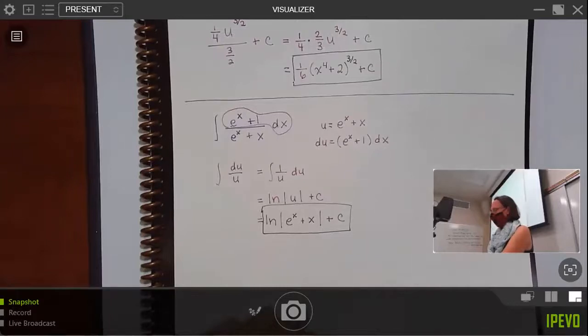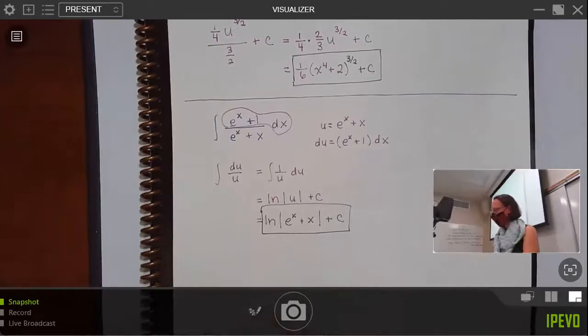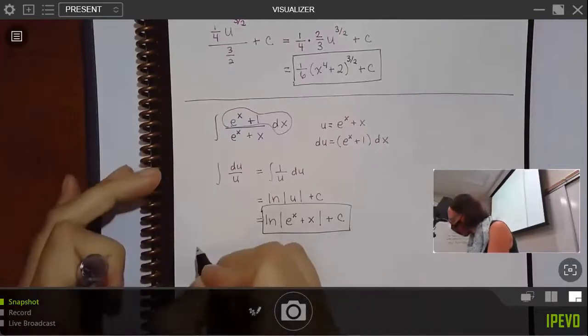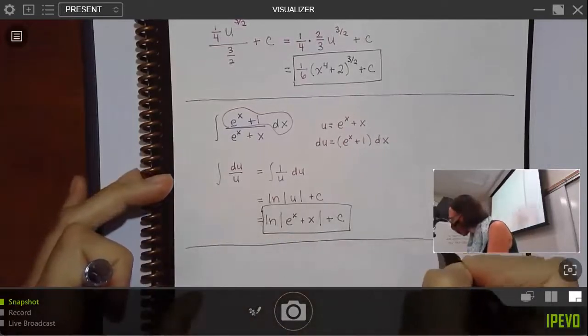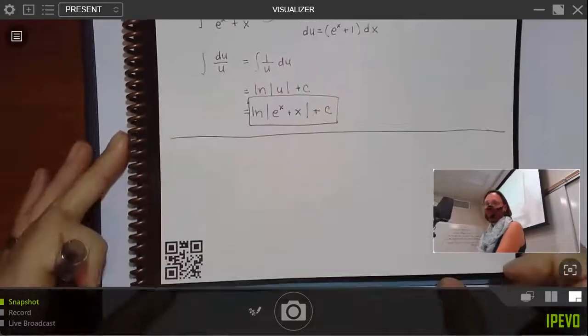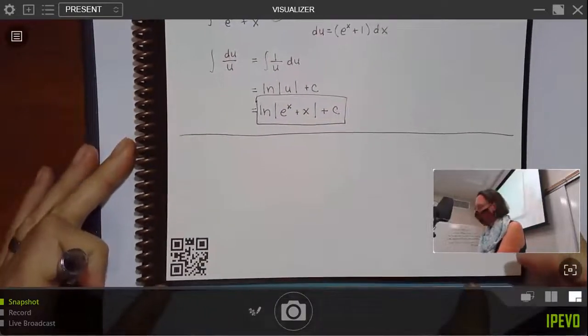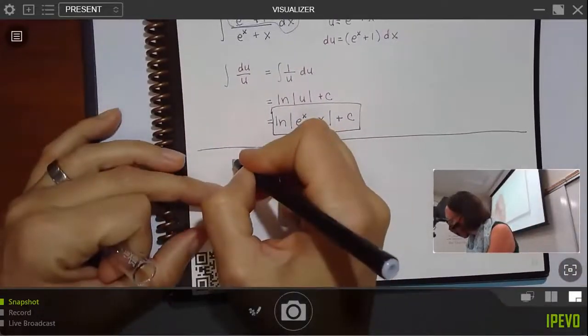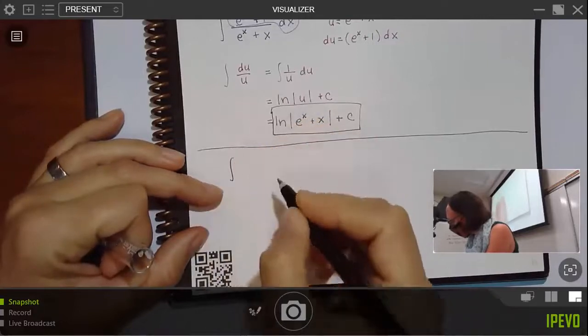Should we practice some more antiderivatives? Okay. I think I've got space to squeeze one more in here. And let's go for another antiderivative.